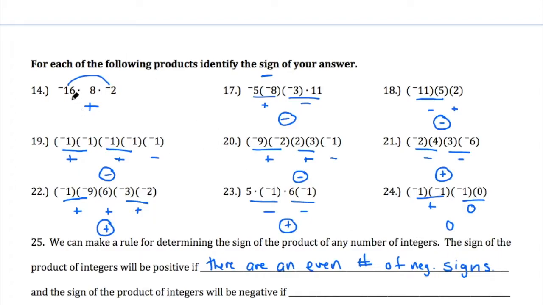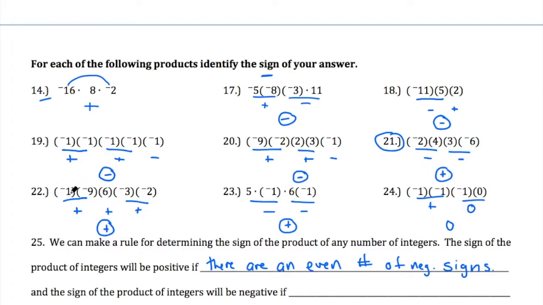So in this one, there were 2 negatives in 14, and we got a positive. In 17, there were 1, 2, 3 negatives, so that was not even. Here, not an even number of negatives. Here, there's 5. That's not even. Here, there was 1, 2, 3. Not even. Here, though, there were 2 negatives. That's an even number of negatives, so it's a positive.